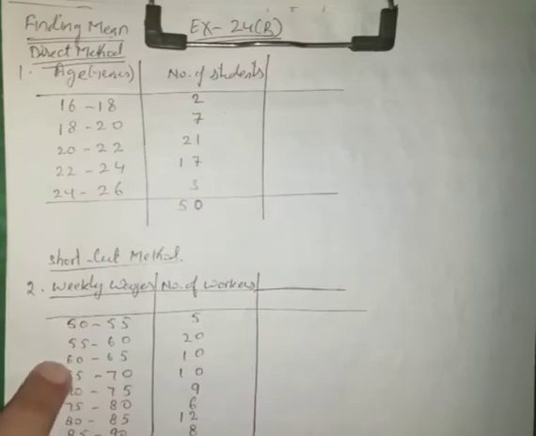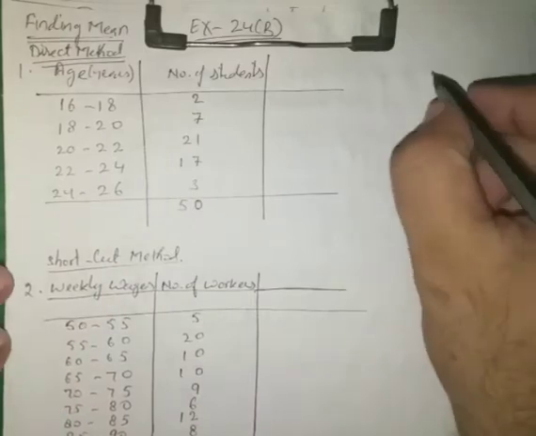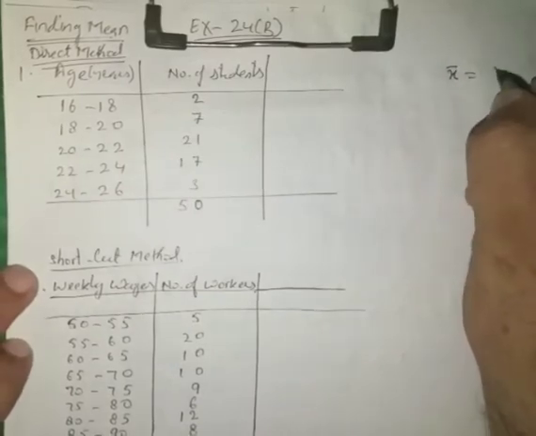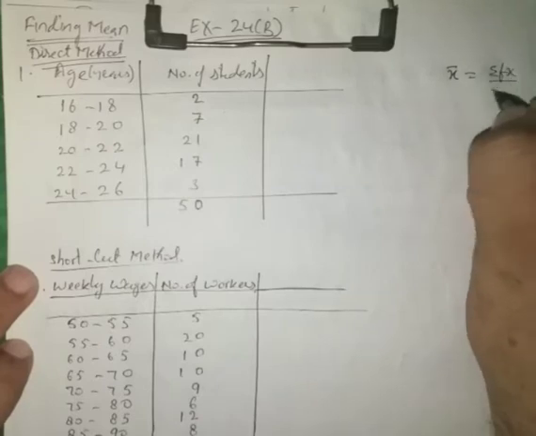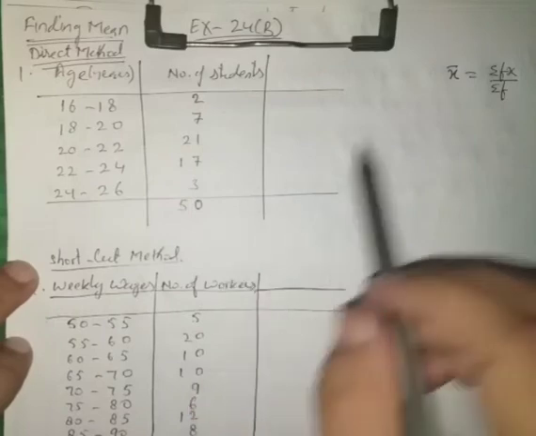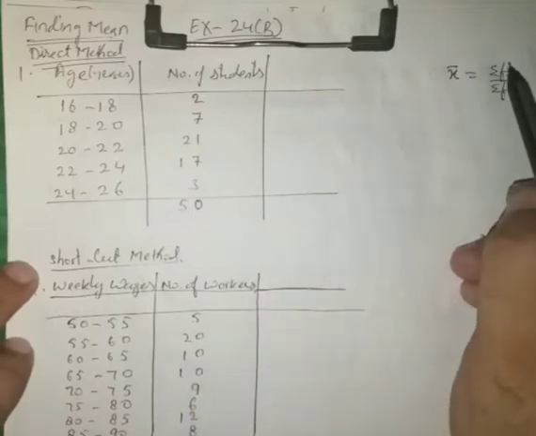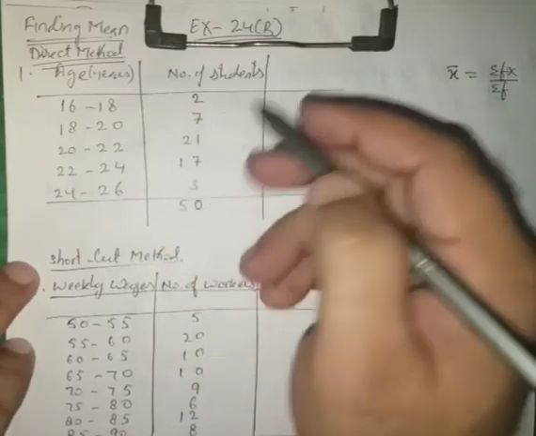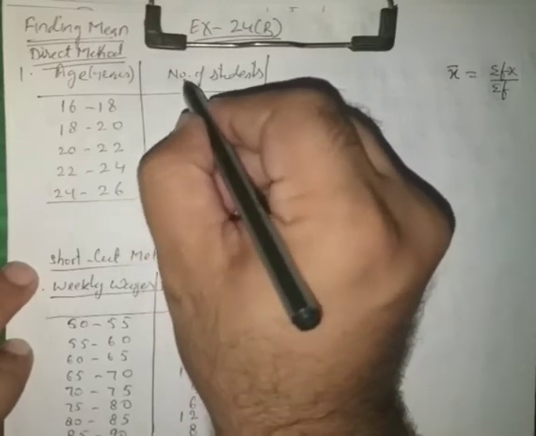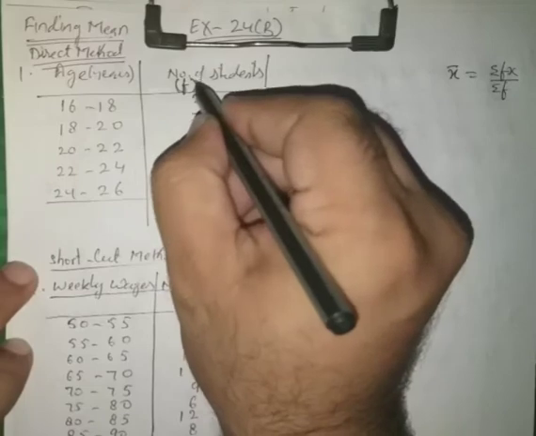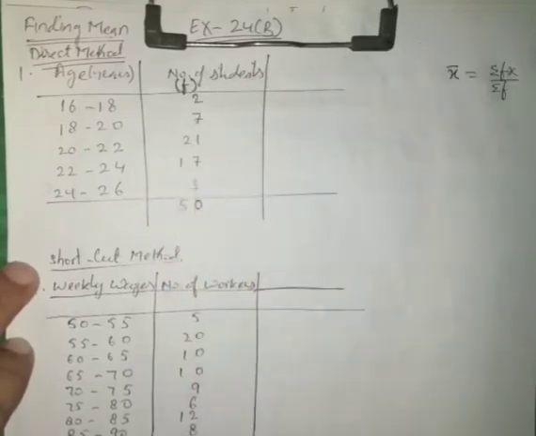So for this, in the direct method, the formula that we will use is x bar is equal to summation fx over summation f. For this we need the sum of the frequency. So summation f is the sum of all these numbers of students. The number of students is represented by f, and this is called the frequency.